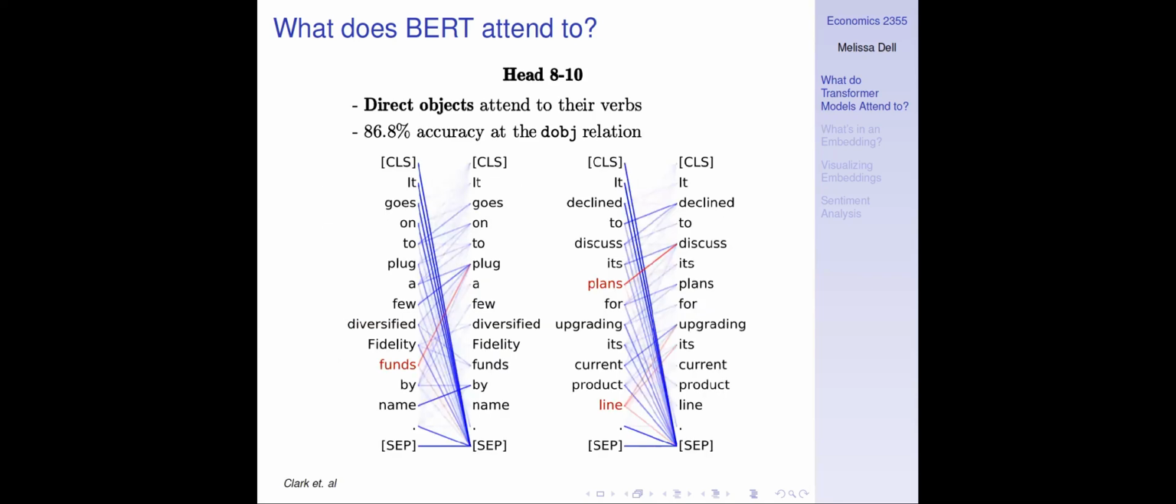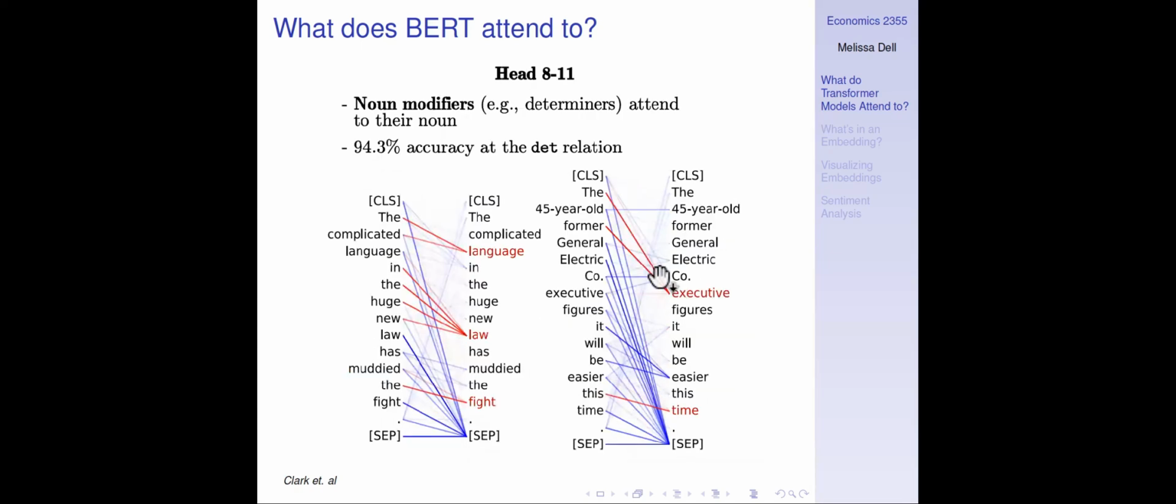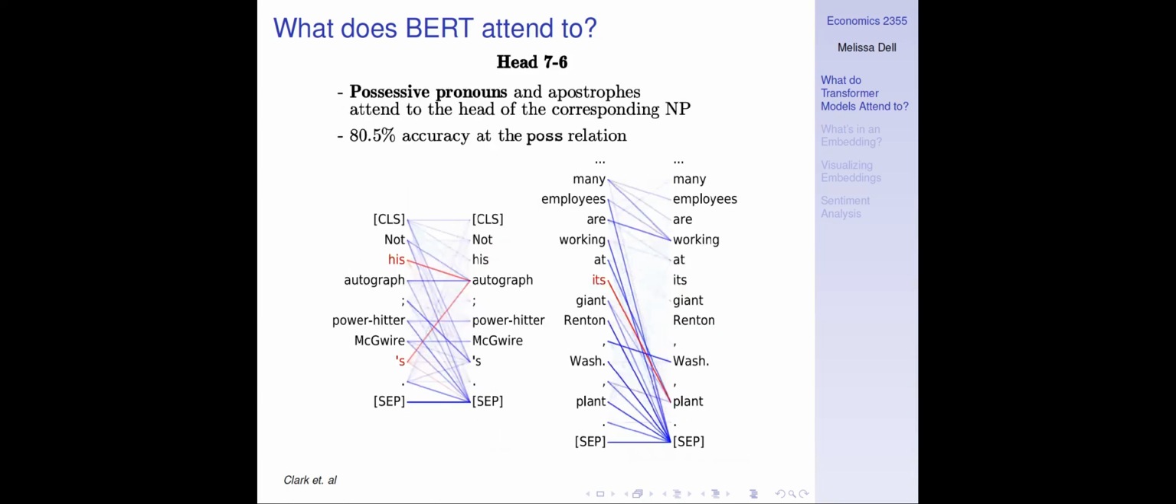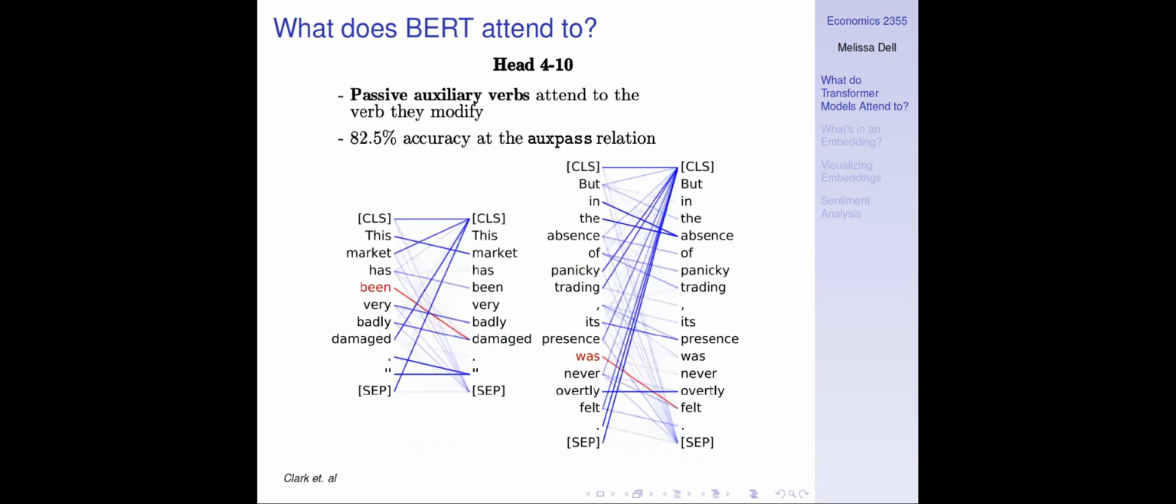And they have just a ton of examples. The 10th head in the 8th layer: objects are attending to their verbs. In the 11th head of the 8th layer, noun modifiers attend to their noun, and again, it wasn't trained to do that. It was just trained to predict the masked tokens. The 6th head in the 7th layer: possessive pronouns and apostrophes attend to the head of their corresponding noun. The 10th head of the 4th layer: passive auxiliary verbs attend to the verb that they modify.